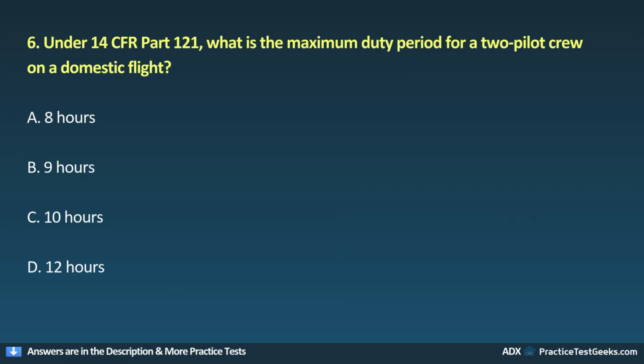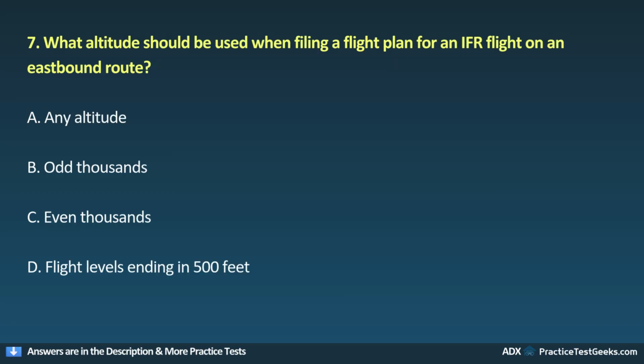A. 8 hours. B. 9 hours. C. 10 hours. D. 12 hours. 7. What altitude should be used when filing a flight plan for an IFR flight on an eastbound route? A. Any altitude. B. Odd thousands. C. Even thousands. D. Flight levels ending in 500 feet.